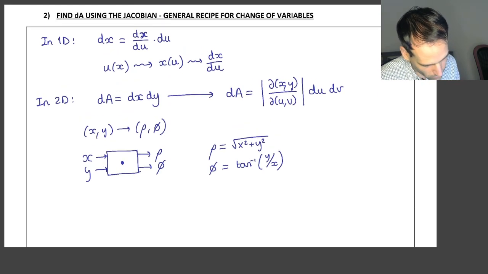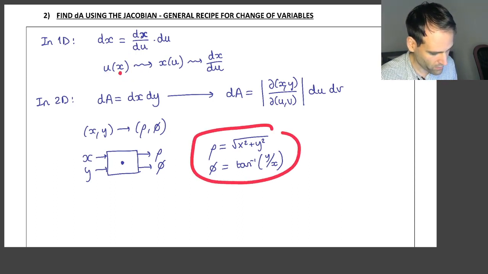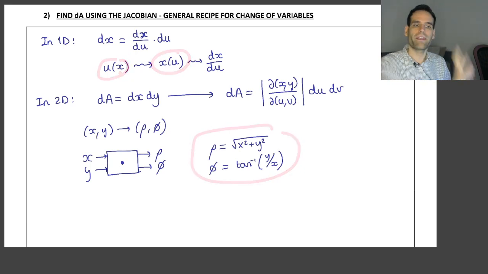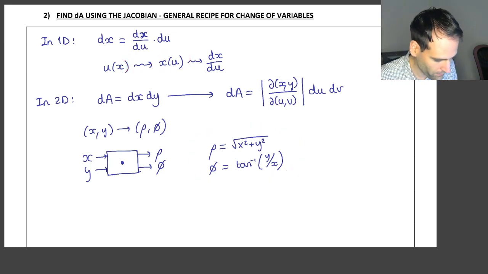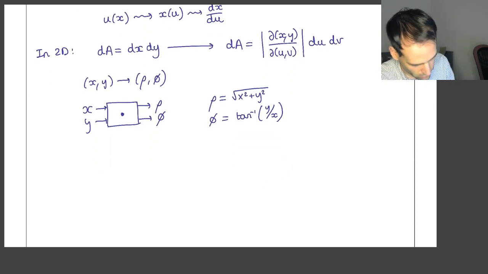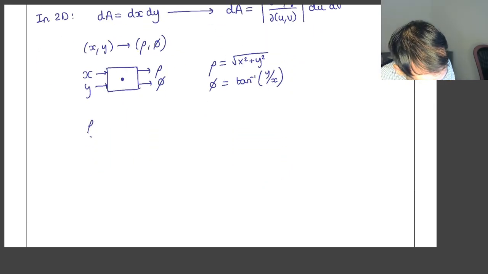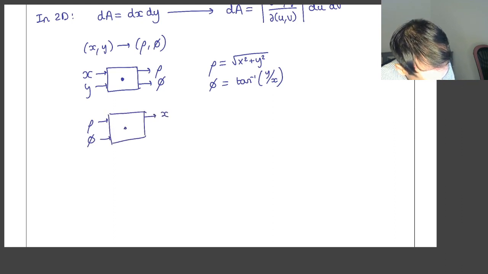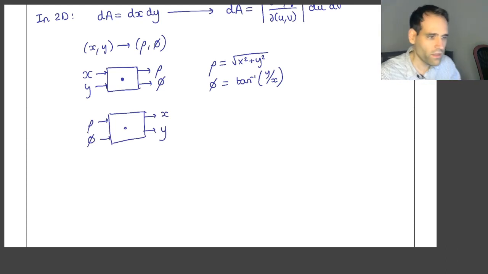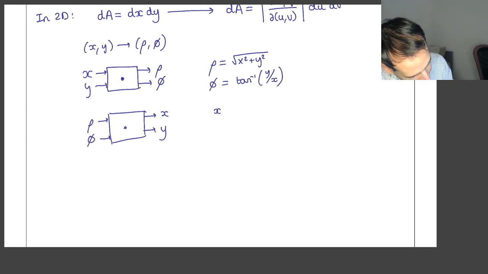Now, remember that in one dimension, we needed to change from this form, new variables as a function of old variables, which is this. We need to put it the other way around. We need to put the old variables as a function of the new variables. In other words, we need to find the inverse operation, the operation that changes this into x and y. Fortunately, for polar coordinates, this operation you already know. So how do you find x? x is rho cosine of phi, and y is rho sine of phi.